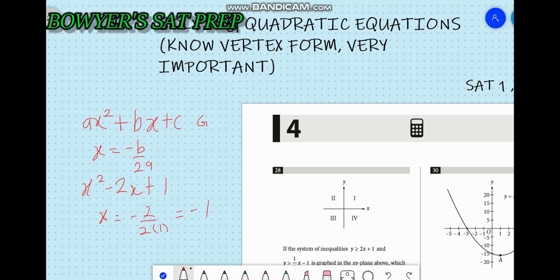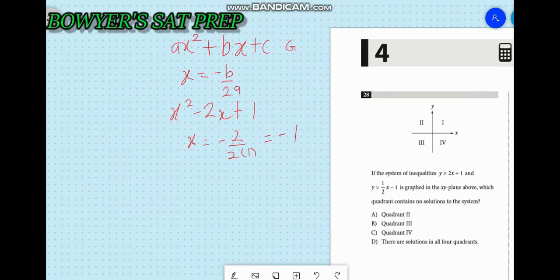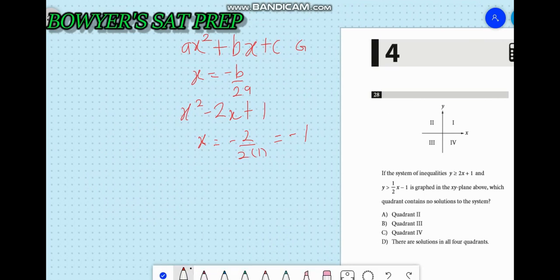Okay, so we want to find the y coordinate of the vertex. For the y coordinate, we just put it back into our equation. So you put 1 in for x. So y is equal to 1 squared minus 2 times 1 plus 1. Alright, and so we get 0. Therefore our vertex is 1 and 0.